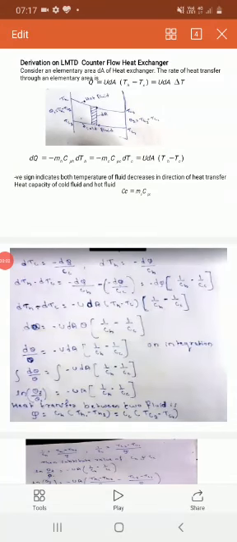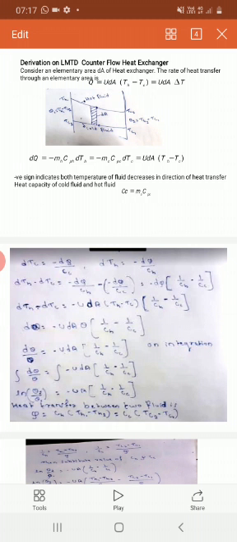Today we'll discuss the derivation of the logarithmic mean temperature difference of a counterflow heat exchanger. Consider an elementary area dA of the heat exchanger. The rate of heat transfer through the elementary area is Q = U dA (Th - Tc), where Th is the temperature of the hot fluid and Tc is the temperature of the cold fluid.